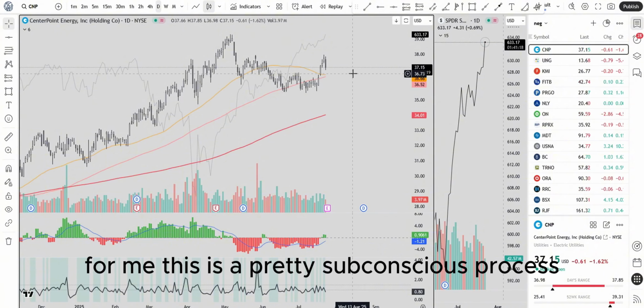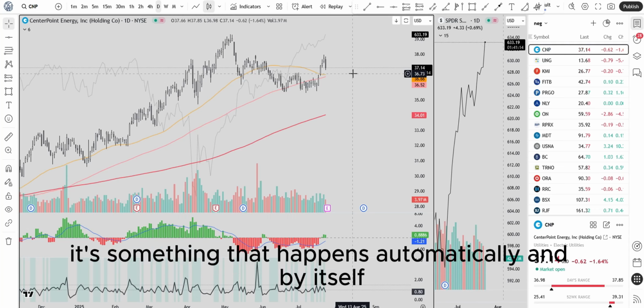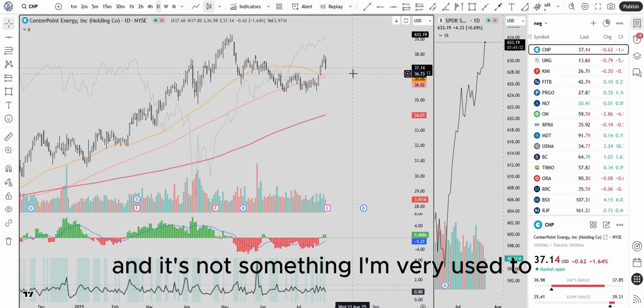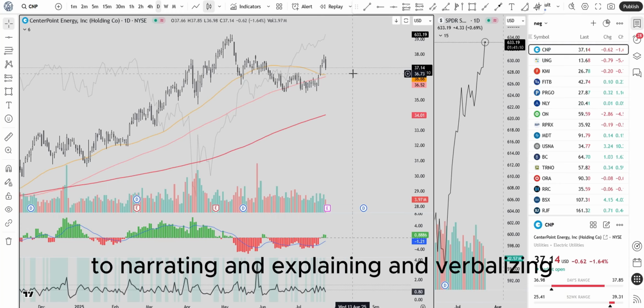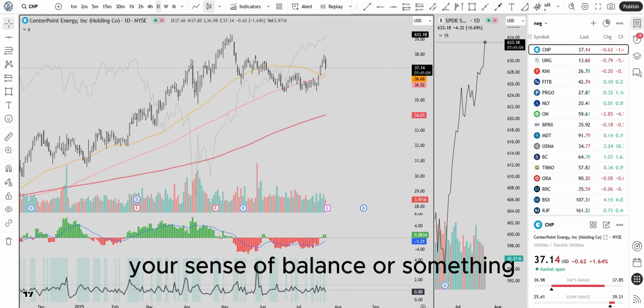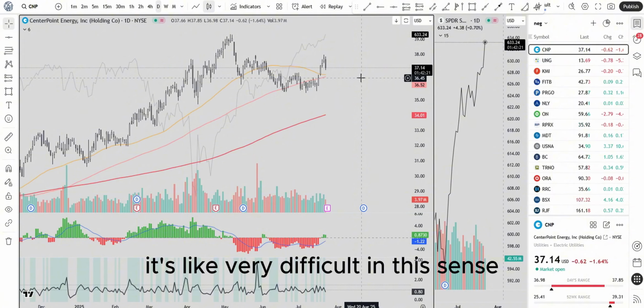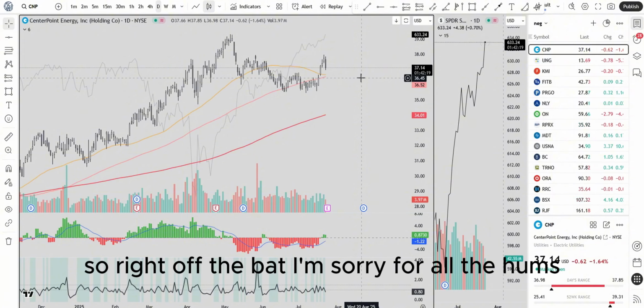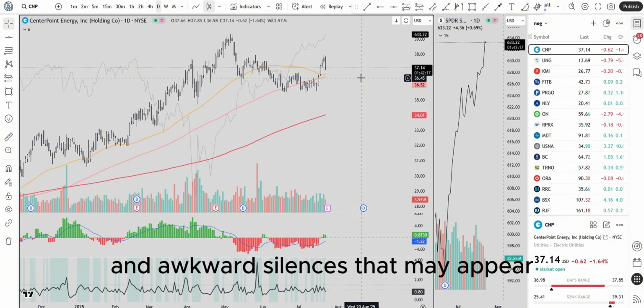For me, this is a pretty subconscious process. It's something that happens automatically and by itself, and it's not something I'm very used to narrating, explaining and verbalizing. It's like trying to explain your sense of balance or something. It's very difficult in this sense. So right off the bat, I'm sorry for all the hums, ums, and awkward silences that may appear.